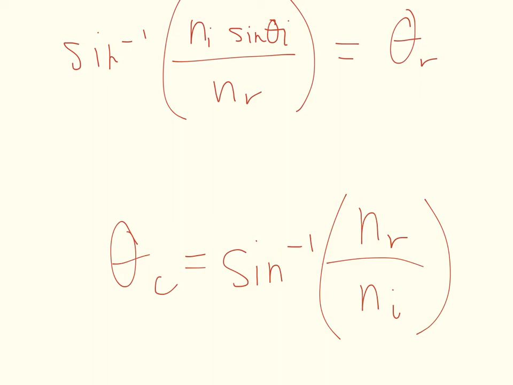The incident medium that it starts with is either like a diamond or water, where the light tries to escape but it can't. So what you need to remember is that the numerator is always less than the denominator when you're doing sine inverse. If you get an error, it's probably that these are switched.